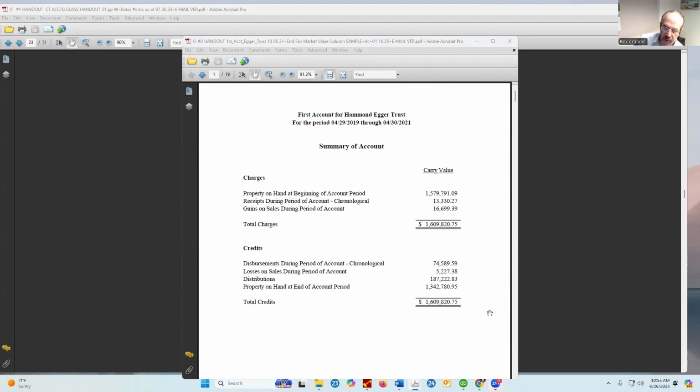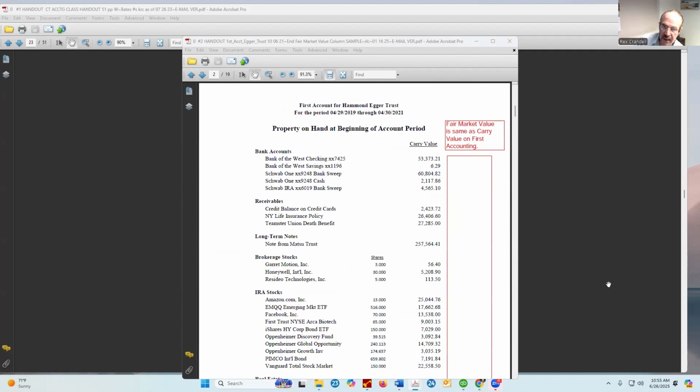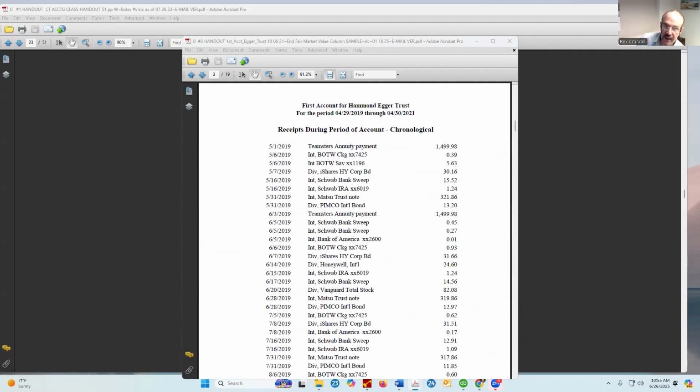I mentioned you need to put a cap sheet on this, being the summary of account, and then you would list the beginning inventory and appraisal in a spreadsheet format, with the number of shares. On the second accounting, include the fair market value. And then this accounting has been organized in two ways.